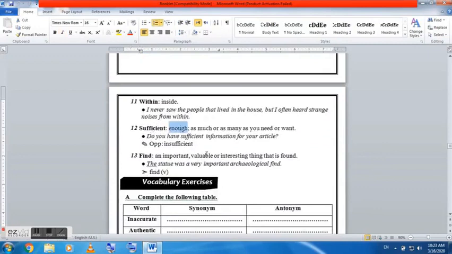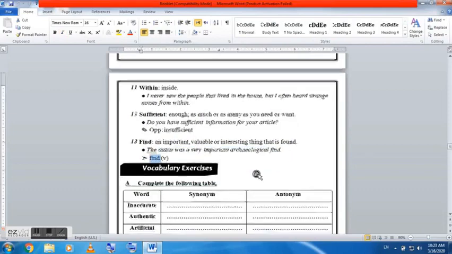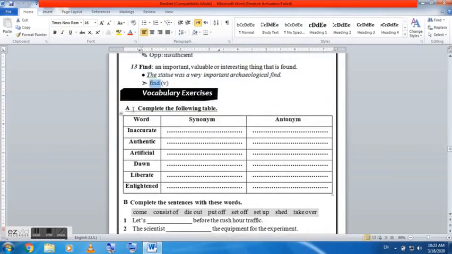Then we have number 11, within, which means inside. Sufficient, which means enough. The opposite of it is insufficient. We have find as a noun and find as a verb. Find as a noun means an important or valuable thing that you have found. For example, the statue was a very important archaeological find. This is find as a noun, and find as a verb means to locate it on the ground.